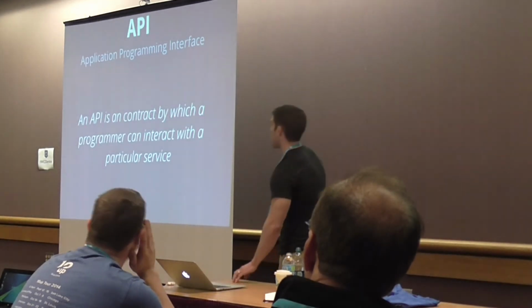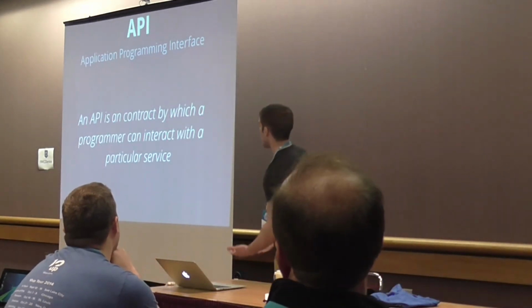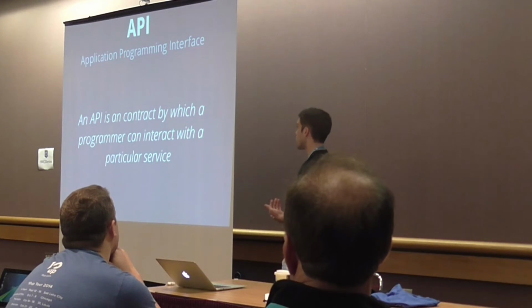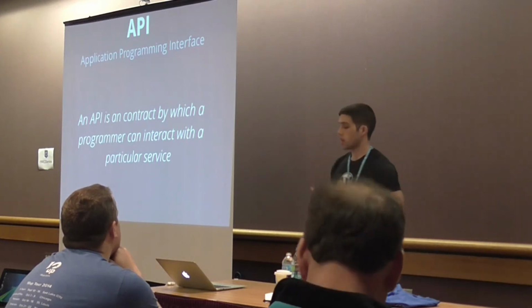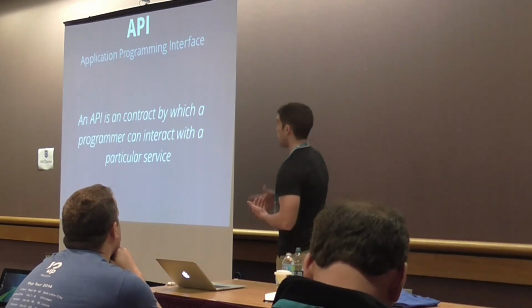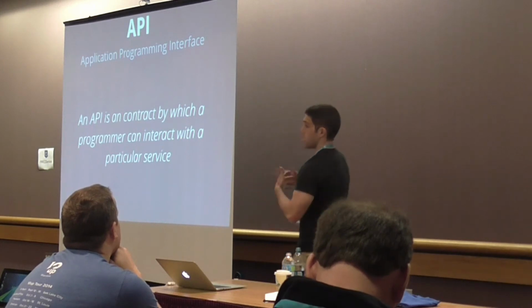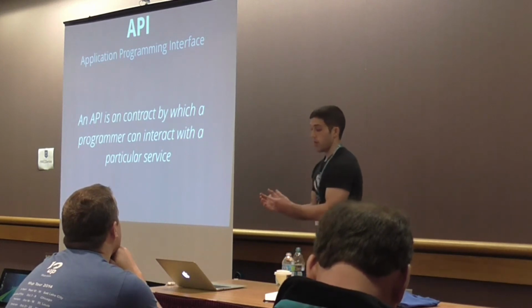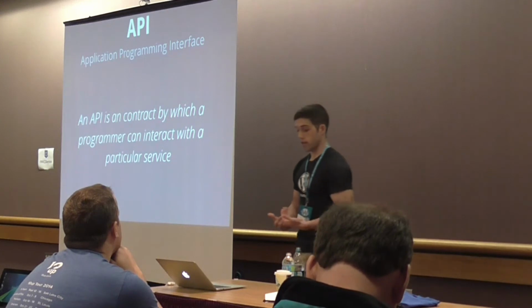Lastly, API. API is kind of a simple concept. It's just a contract or an interface through which you can interact with the service. So in this case, what we're talking about is that the WordPress JSON API gives you this interface that you can use to communicate with the underlying data in WordPress itself.